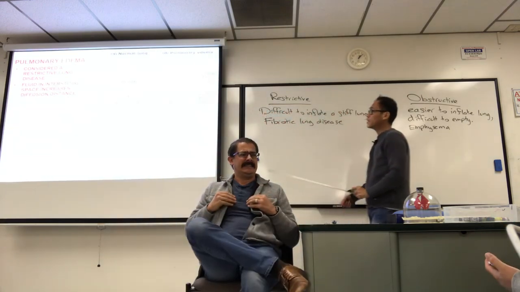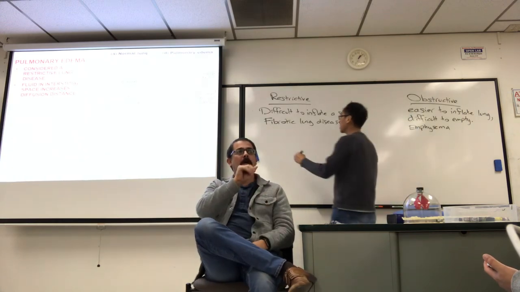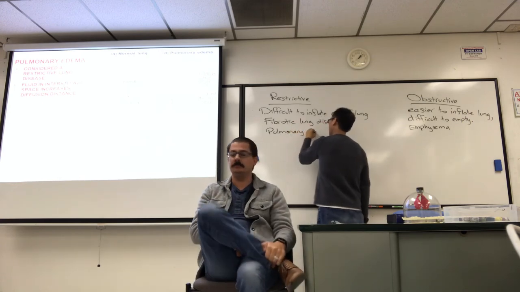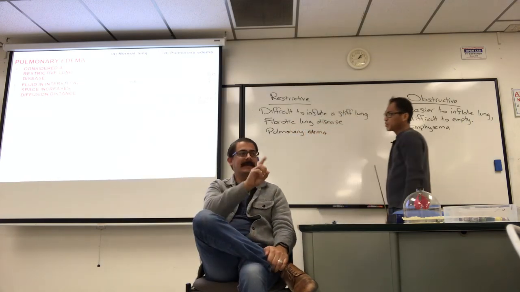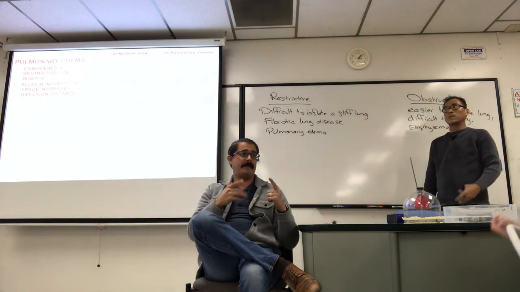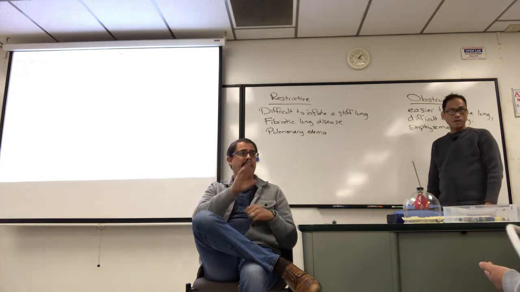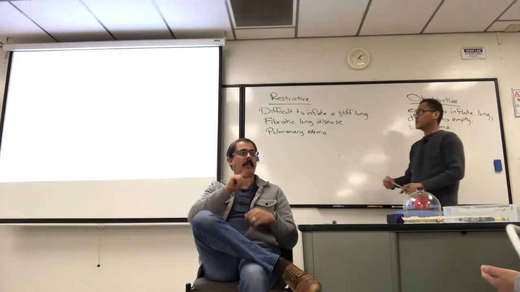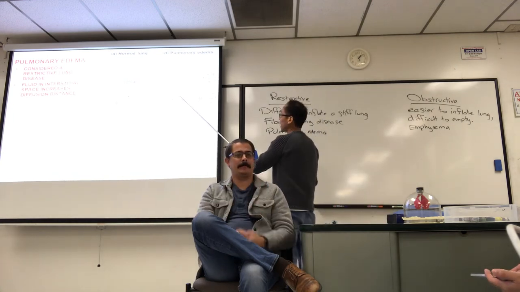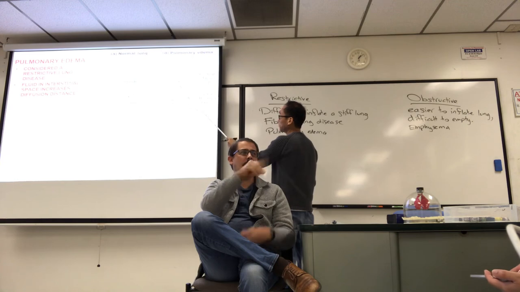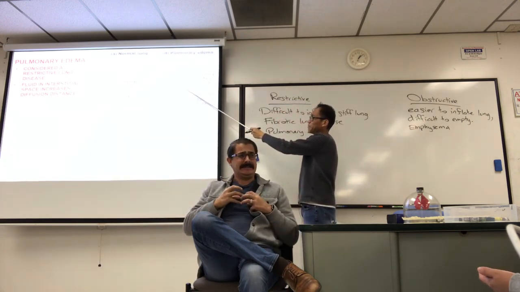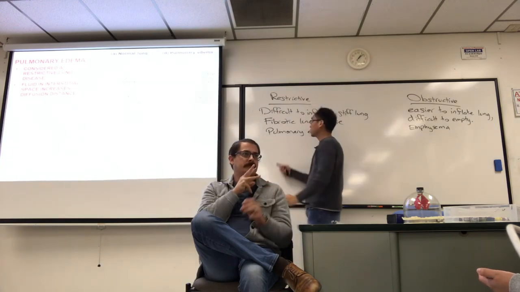All right, pulmonary edema is also considered a restrictive lung disease. Edema is a fluid accumulation in the lungs. Maybe the left heart can't push the blood forward, so the fluids get backed up into the lungs. And what you do is you put an increased diffusion distance, and this is surrounded by fluid. It's difficult to inflate this structure if it's submerged in fluid, right? That's why it's considered restrictive.